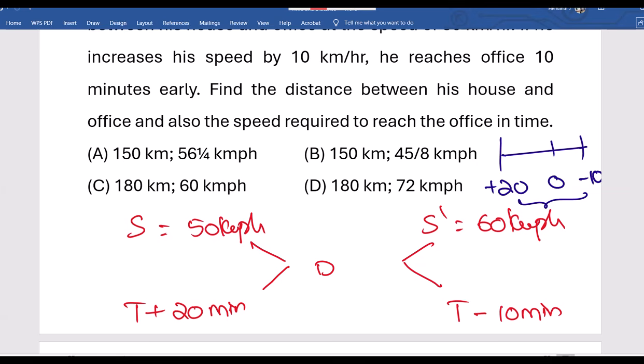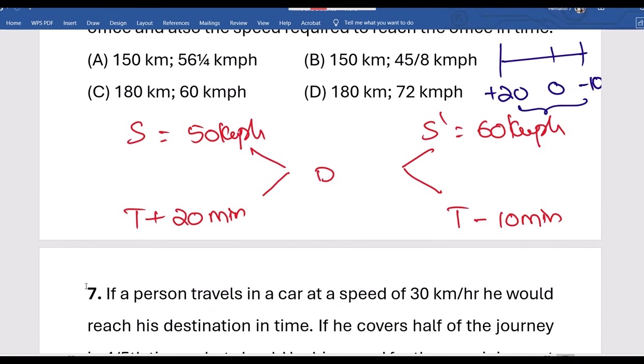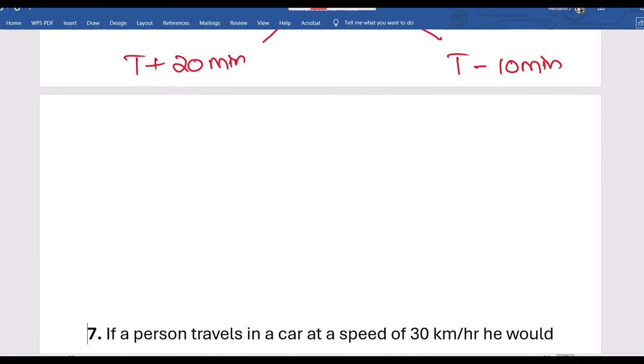Don't say 10 minutes. That's very, very important in this question. If you are clear with that, then I'll proceed to the next point. Are you okay with this? Now, this is actually the time gain concept. Okay, we'll develop the formula.